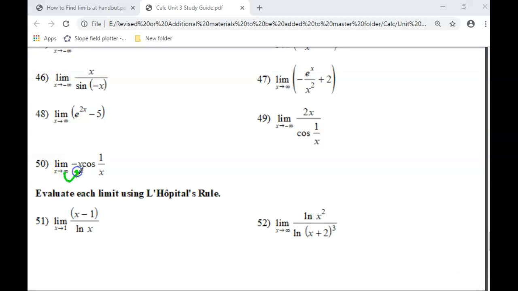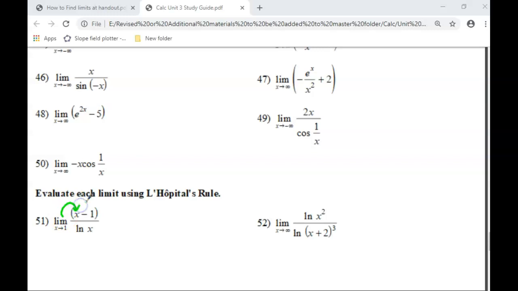All right, so plug it in, you get negative infinity, and then plug it in here, you get cosine of 1 over infinity, which is 0, and cosine of 0 is 1, and so negative infinity times 1 is negative infinity. Chill. All right, last two problems here.